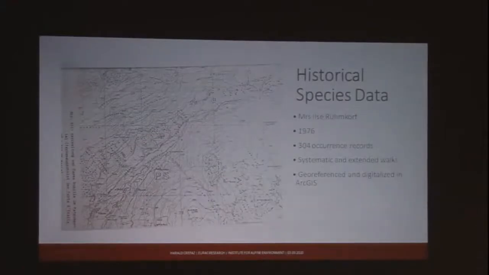You see here a historic occurrence mapping of the species Carex humilis in the Mazia Valley. This mapping defines the upper elevational range limits of the species for the year 1976. It is 304 occurrences, and she recorded them during her systematic walks through the hillside.